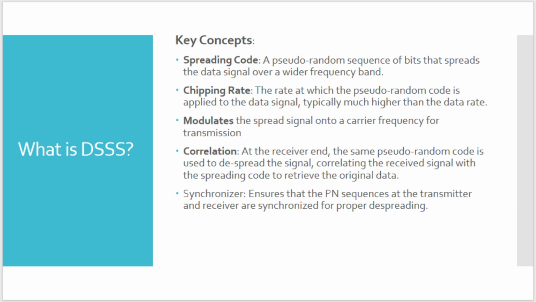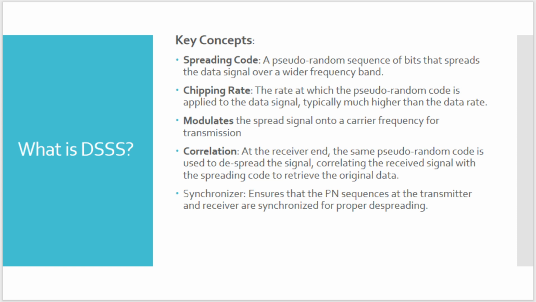So DSSS is a spread spectrum modulation technique where the original data signal is multiplied by a pseudo random noise code that has a higher frequency. This spreading code increases the bandwidth of the signal. With the spectrum, narrowband signals are intentionally spread over a much wider band, and it combines the data signal directly with the higher bit rate sequence.